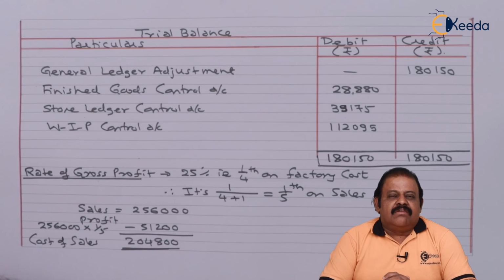In this question, we have understood how to solve the question when rate of profit like gross profit on factory cost is given. One more point was there relating to closing stock of work in progress, which we are required to find by comparing opening stock.